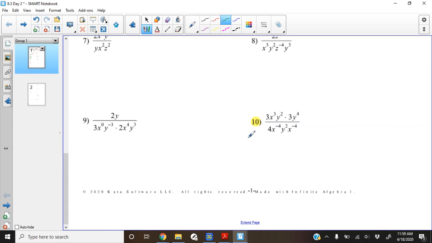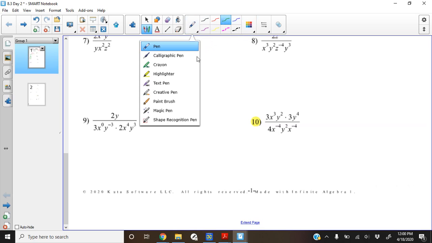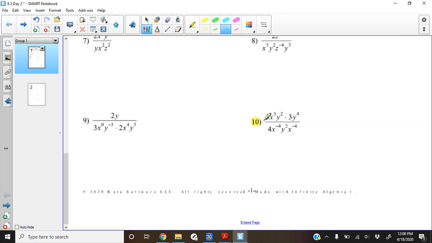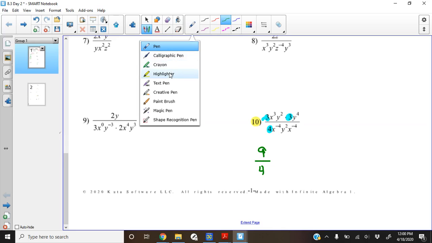Next problem. All right, so here's where we're tying together a few different things. First, let's go ahead and look at our numbers. We have 3 times 3 and then divided by 4. 3 times 3 is 9 divided by 4. So we have 9 over 4.